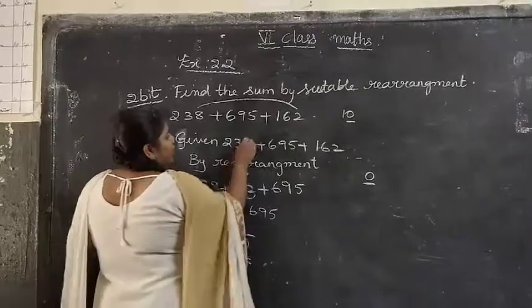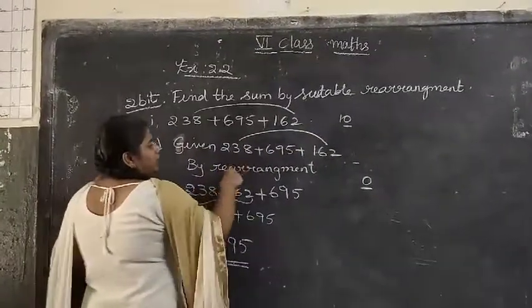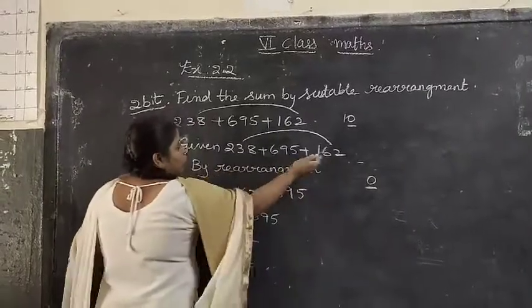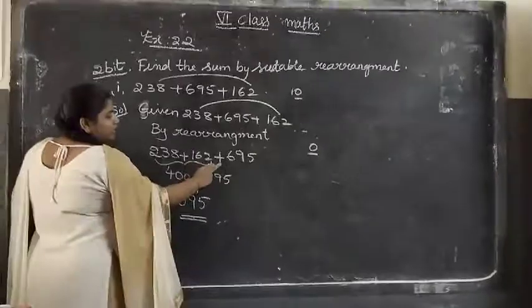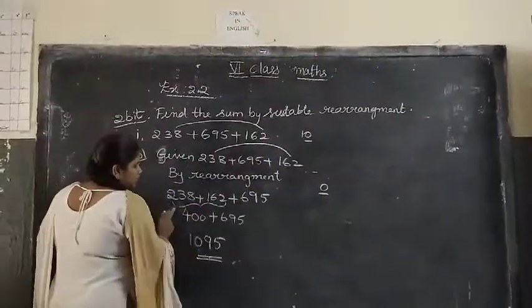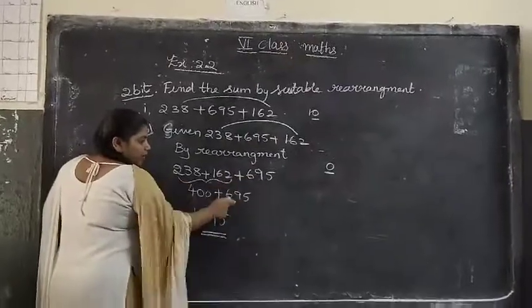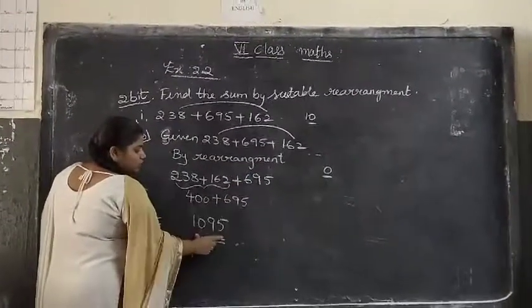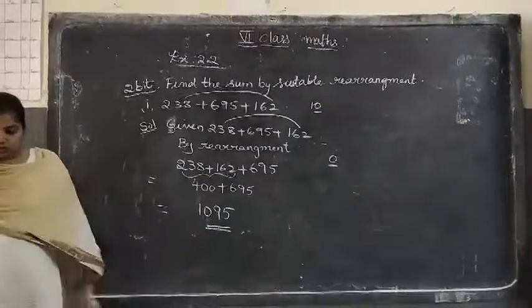So what have I rearranged? I have rearranged these two values, that is 238 and 162. So I have brought this 162 to this side. 238 plus 162 plus, I am writing this as this. So 238 plus 162 will be 400. This value, write as it is. Now you add these two numbers. How much will you get? 1095. Coming to the next one.